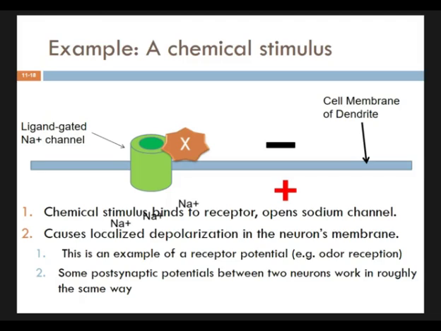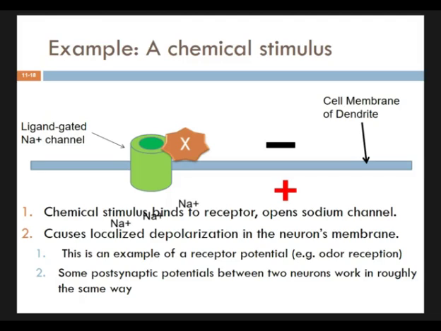Alternatively, if instead of some kind of chemical that was out in the air, this had been a neurotransmitter binding here, we would have just created a postsynaptic potential. And some postsynaptic potentials work in this exact same way, more or less, where they bind to a receptor, the receptor opens a channel, and the result is a change in the membrane potential at that spot. Is that okay so far?